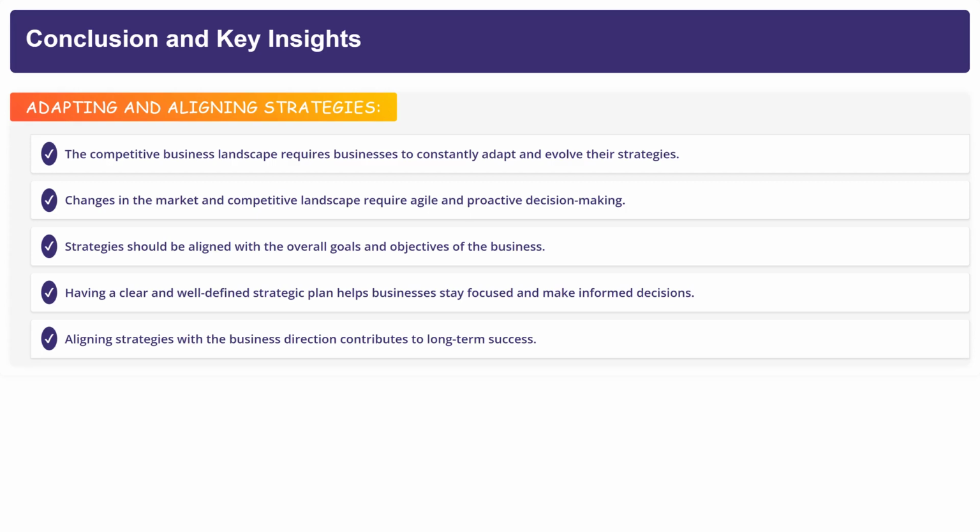The competitive business landscape requires businesses to constantly adapt and evolve their strategies. Changes in the market and competitive landscape require agile and proactive decision-making. Strategies should be aligned with the overall goals and objectives of the business. Having a clear and well-defined strategic plan helps businesses stay focused and make informed decisions. Aligning strategies with the business direction contributes to long-term success.